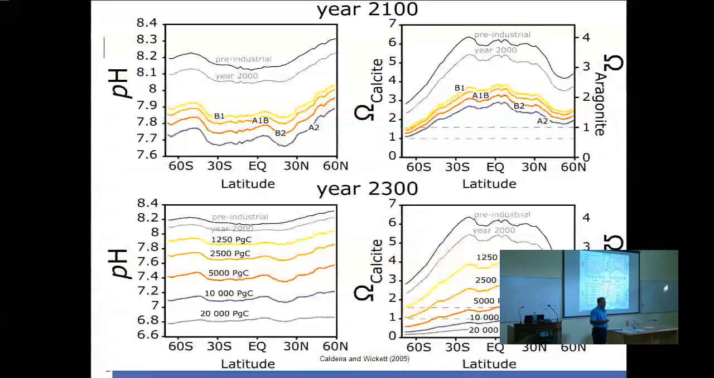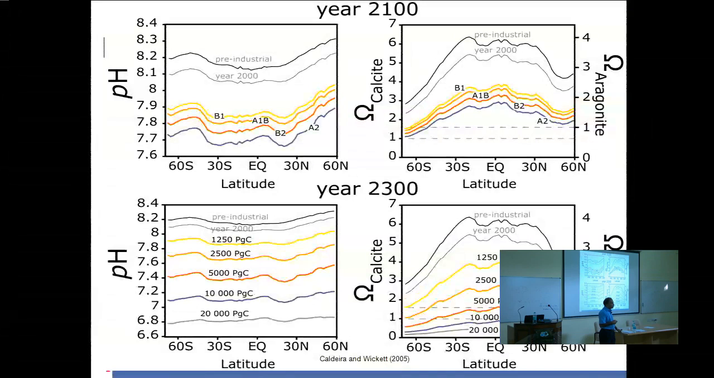So they can build the shells and skeletons only when the water is highly saturated with carbonate matter. Okay, so the tropical regions are where the saturation is high. But you can see for the V1 scenario, we do actually go below 2. So the high latitude marine organisms, according to this model result, will have a problem by 2020.